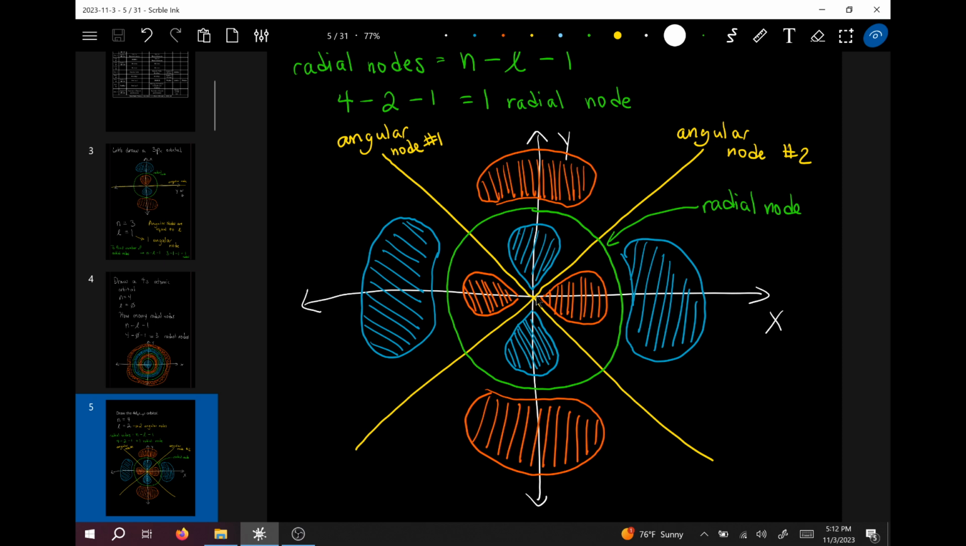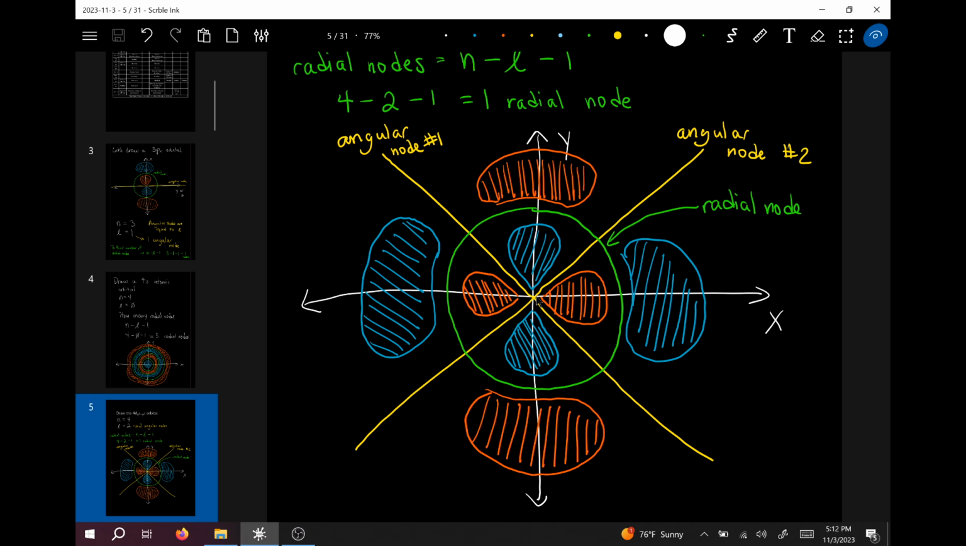So I would say 98% of the time, if you do get a d orbital, it's going to have an n value of either 3 or 4. I would have to be exceptionally angry for whatever reason to give you a 5d orbital of some kind.